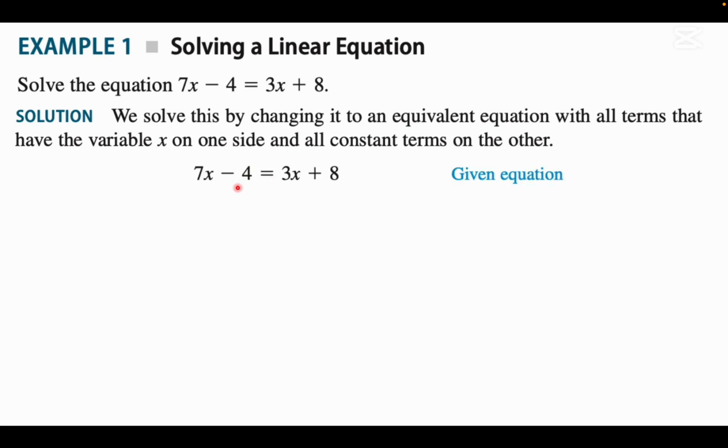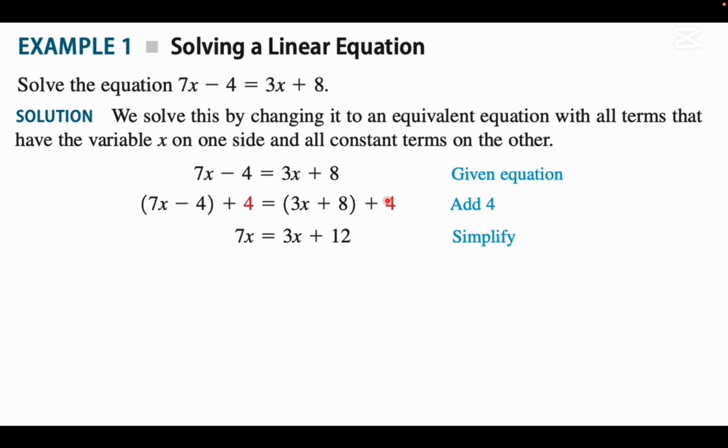What we're going to do first is move this over to the other side. Because it's a minus 4 here, I have to add 4. I have to do the opposite, or the inverse. The inverse of subtraction is addition, so I add 4 to both sides. The negative 4 and positive 4 cancel out, so you have 7x on this end. 8 plus 4 is 12, so you get 7x equals 3x plus 12.